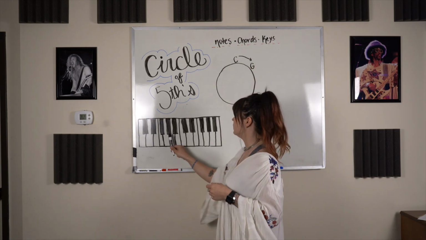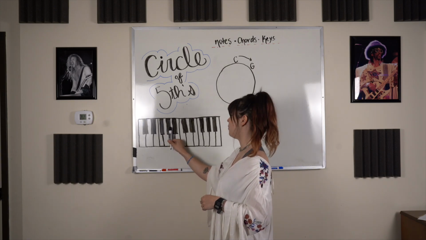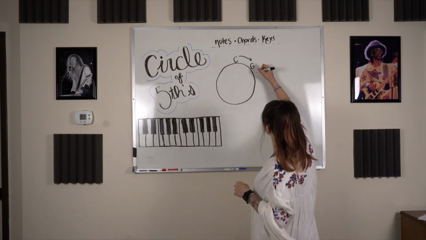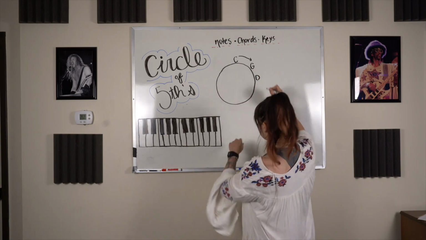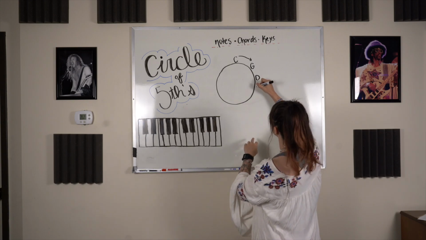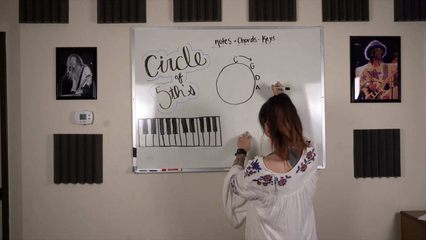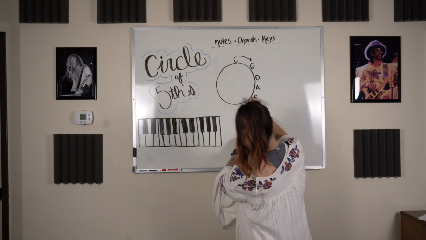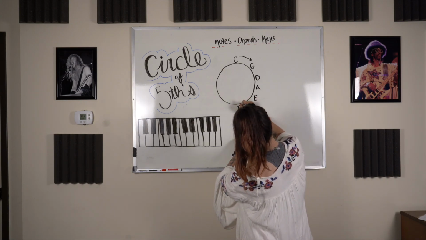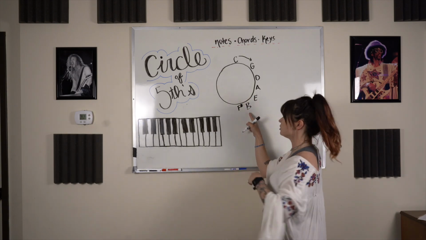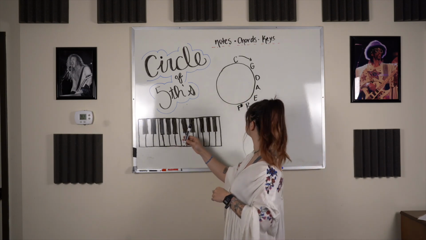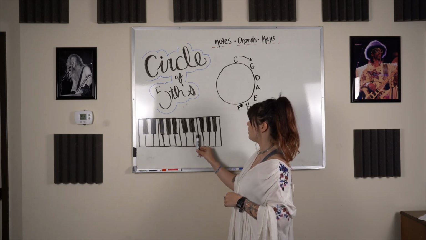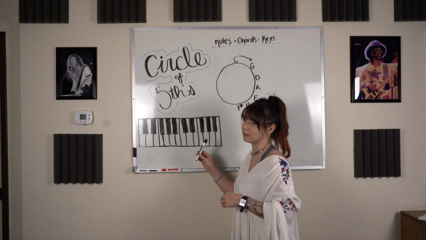You can keep going in that way, starting at G. 1, 2, 3, 4, 5, 6, 7. The next one's going to be D, so on and so forth, all the way around. You have A is next, and then E, and after that is B, and F sharp. This one's a little tricky because if you count the half steps from B, it's 1, 2, 3, 4, 5, 6, 7, F sharp. You're going to land there.